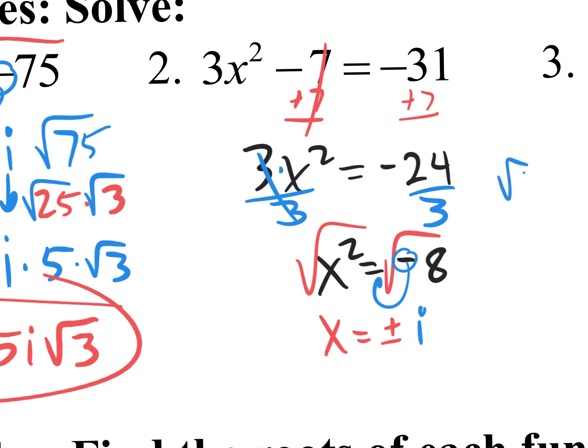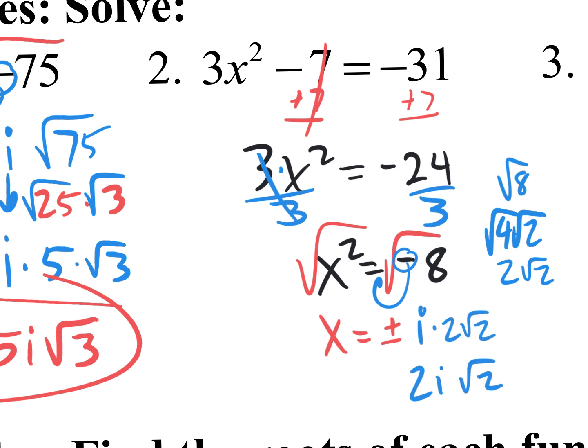And then you could deal with the square root of 8 on the calculator. Or you could do 4 and 2. Split the 4. You get 2 square root of 2. So you really have i times 2 square root of 2. And that would just be 2i and then the square root of 2 with the plus or minus in front with the x equals.